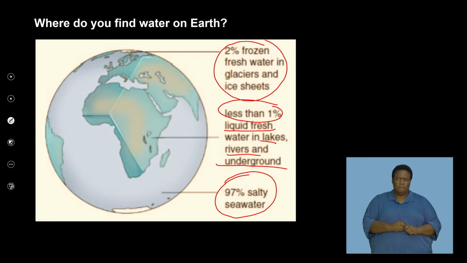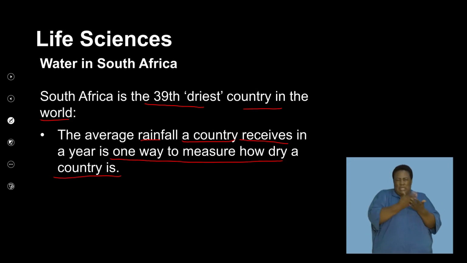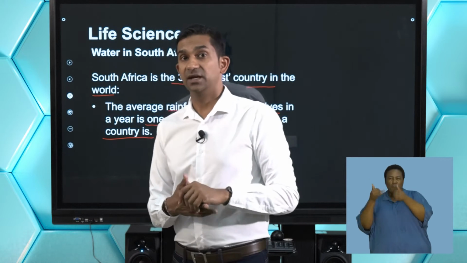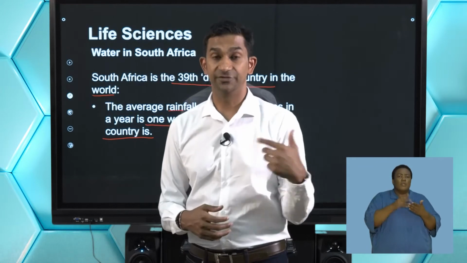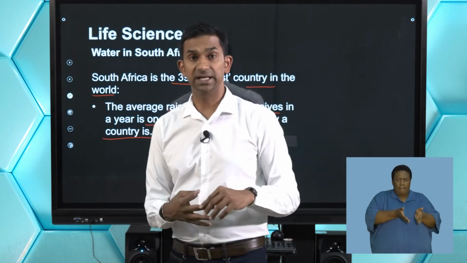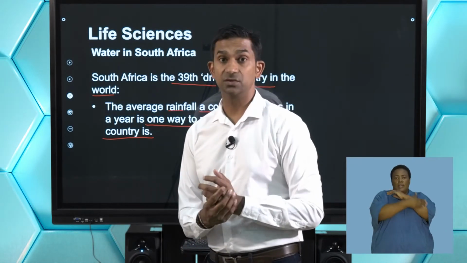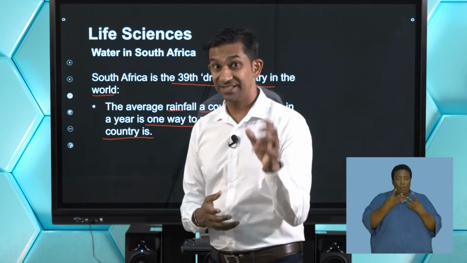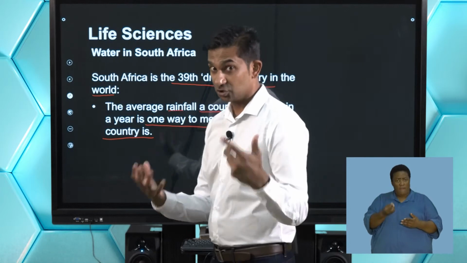That's a significantly small amount, so let's use that to remind us of the importance of water to human existence. South Africa is the 39th driest country in the world. The average rainfall a country receives in a year is one way to measure how dry a country is. We experience our rains, where condensation and precipitation contribute to the availability of water in our rivers, dams, and lakes. We are rated amongst the top 40 driest countries in the world, and that is a significant factor in the availability of water to humans and animals.